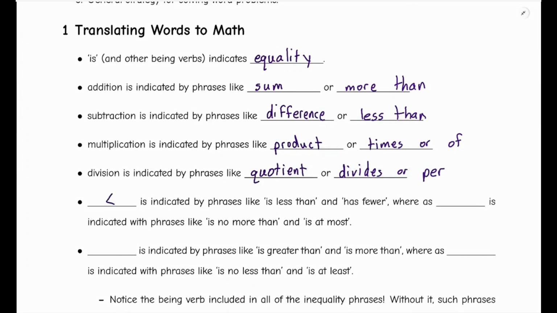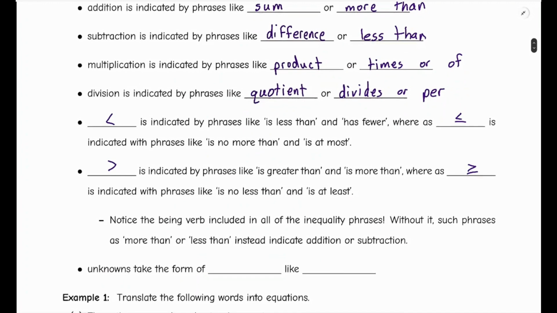Less than is indicated by phrases like is less than and has fewer, whereas less than or equal to is indicated by phrases like is no more than and is at most. Greater than is indicated by phrases like is greater than and is more than, whereas greater than or equal to is indicated with phrases like is no less than and is at least. Notice the being verb included in all of the inequality phrases. Without it, such phrases as more than and less than instead indicate addition or subtraction.